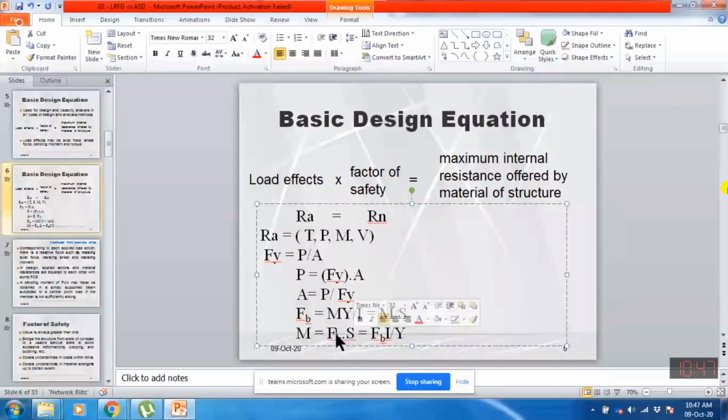Bending stress should not be more than yield stress. So it means that applied load effect should be equal to the resistance offered by shape of material. Shape of material, how I can compute S value, section modulus or I over Y, that is based upon cross-sectional geometry. Cross-sectional geometry, what is the moment of inertia and what is the Y? Y is the distance from the neutral axis to the extreme fiber. So this is the basic design equation. Basic design equation means that we compare applied load against the resistance offered by shape of material.